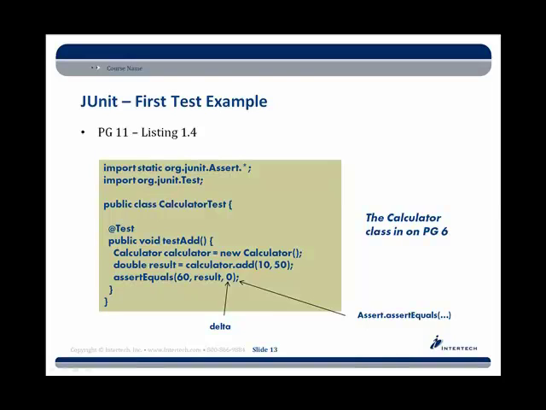In this case, the assert equals method takes 3 parameters. First, the expected value. Second, the result we actually got from, in this case, the component we're testing, which is calculator add. And lastly, what's called a delta. Is there some discrepancy we allowed for? For example, maybe we are looking for the result to be 60, but we'd allow the result to be 61 or 59, in which case our delta may be 1.